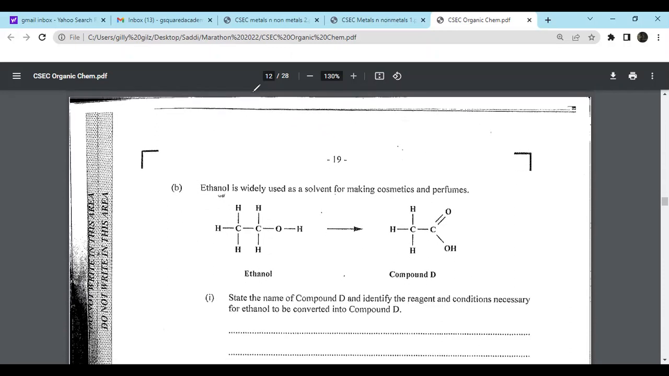So let's look at this part. Ethanol is widely, give me a second, get some water.